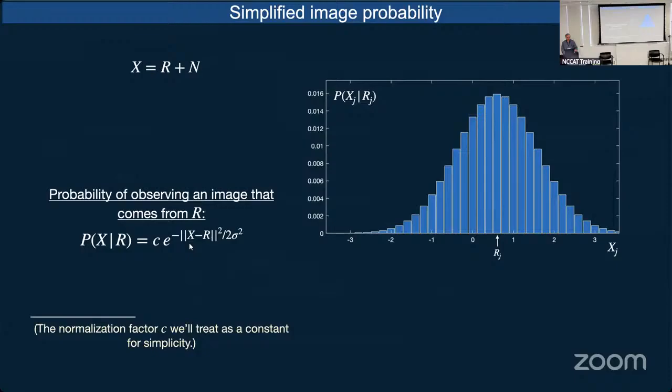So the probability of observing an image that comes from a reference looks like this. I take every pixel in my image and subtract every pixel in my reference and compute the sum of the squares of all of those, divided by 2 sigma squared, where sigma squared is the variance, and that gives me the probability of getting my particular image from a particular reference. It's a high dimensional Gaussian function.